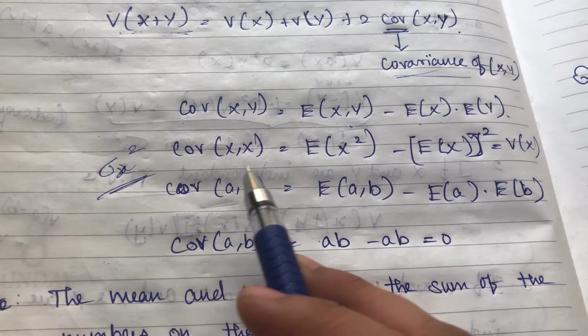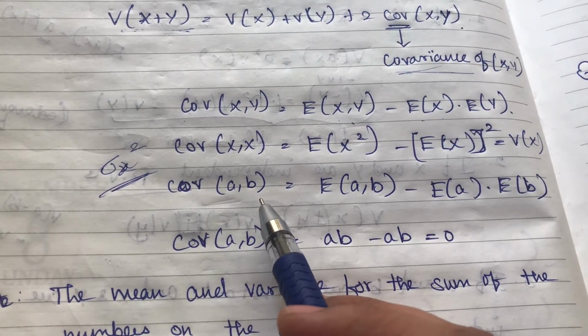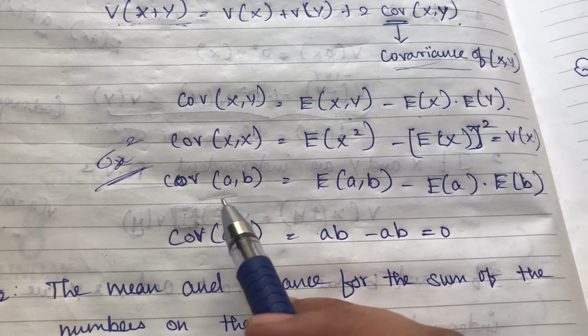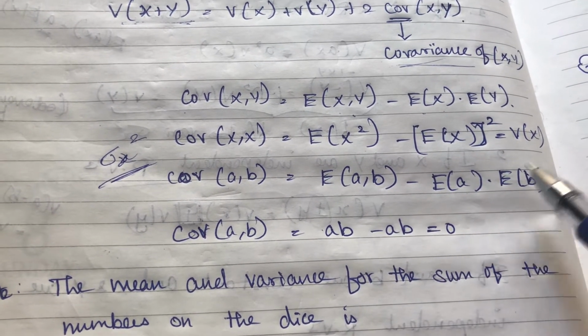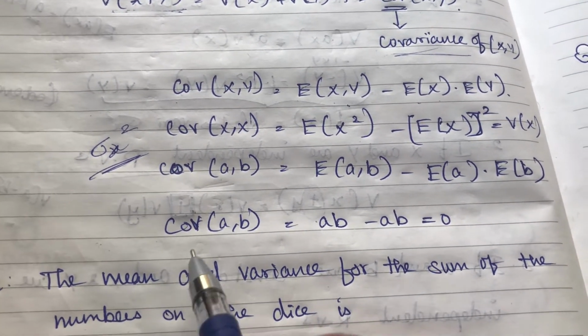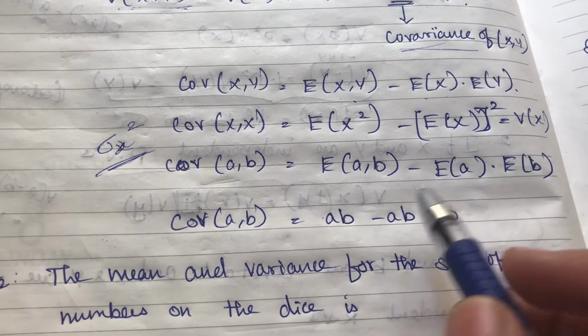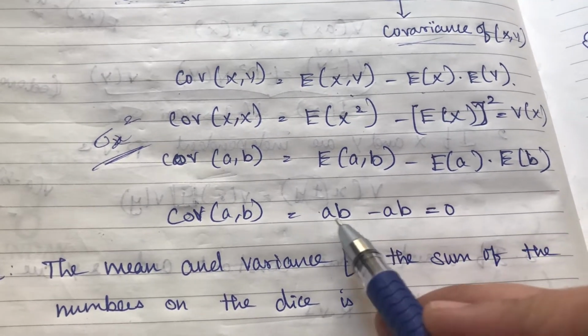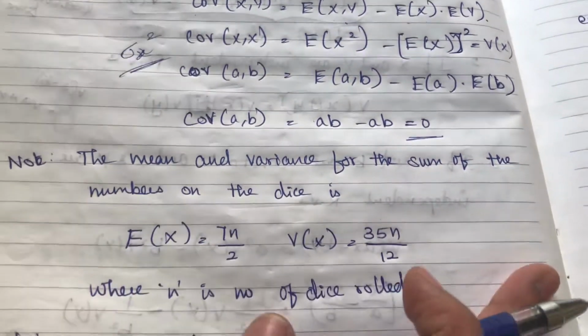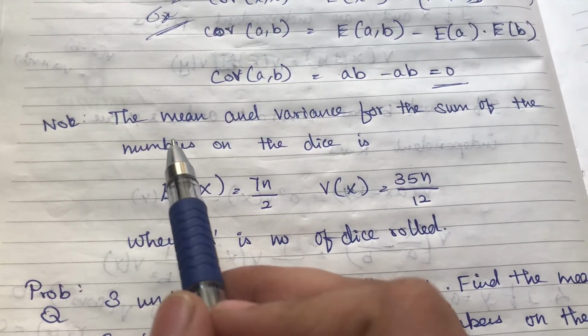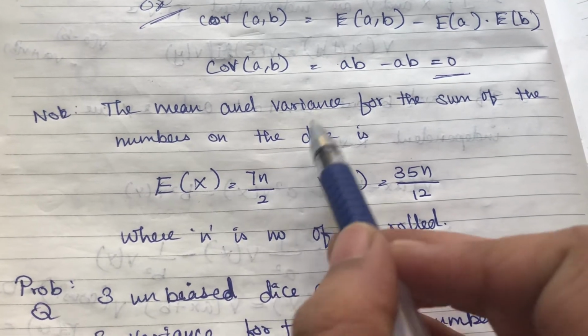And if they have given two constants a, b, we will write E(ab) minus E(a) into E(b), which is nothing but ab minus ab, so it should be 0.